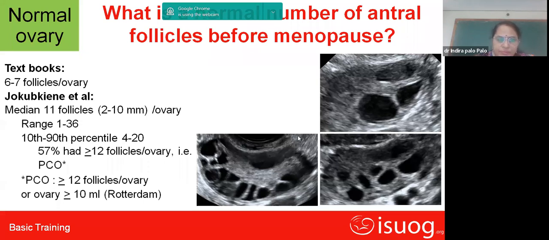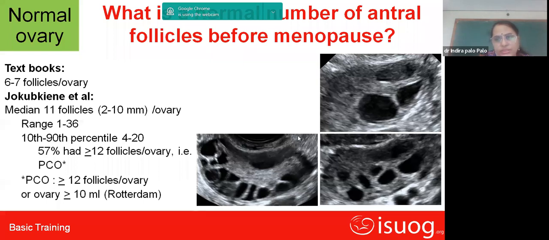Previously, patients could be diagnosed if the ovary contained more than 12 follicles. Now the threshold has risen to more than 20 follicles per ovary. As we now have a three-dimensional figure of the ovary, we can count more follicles. And after menopause, the number of follicles disappears.